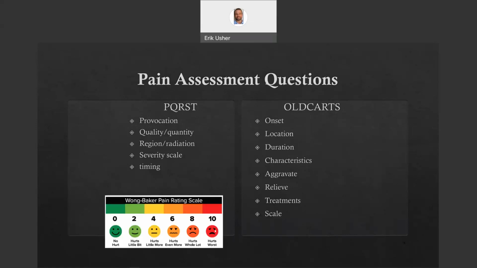So we can assess pain. We got a number of different tools for that. The PQRST: what provoked it, what's the quality, quantity, region, severity, timing. Or OLD CARTS: the onset, location, duration, characteristics, aggravating factors, relieving factors, treatments, and a scale, 1 to 10. And then our little friend, the Wong-Baker scale right there down there.